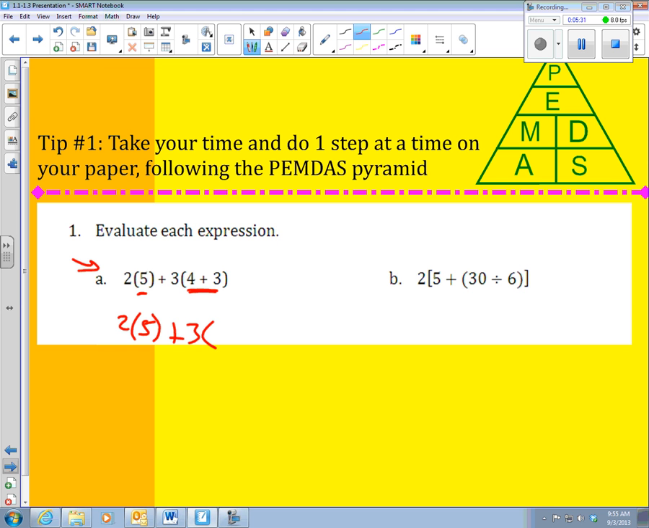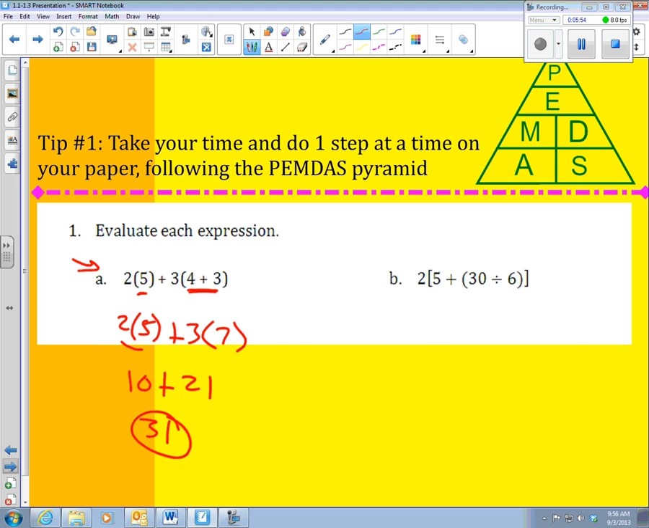Plus 3 times what? Well, 4 plus 3 is 7. There are no exponents. We have some multiplication and division here. Actually, just multiplication. 2 times 5 is 10, plus 3 times 7 is 21. Only have one symbol left. That's addition. That's going to give me 31.